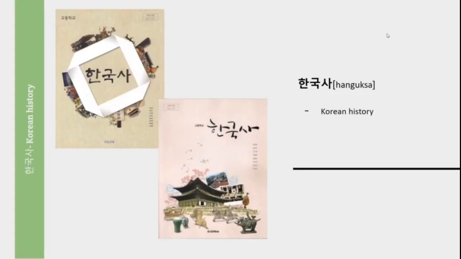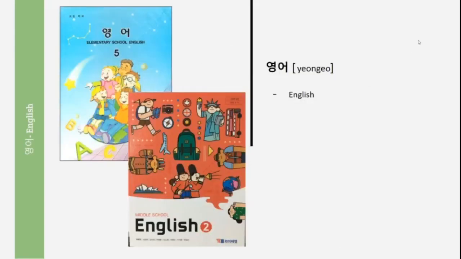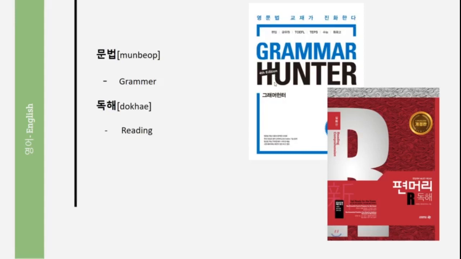Next, 한국사, which is just the study of Korean history. Next, 도덕. 도덕 is the study of ethics. Next, 영어. 영어 is just studying English. There are 문법, grammar, 독해, reading, books in 영어.